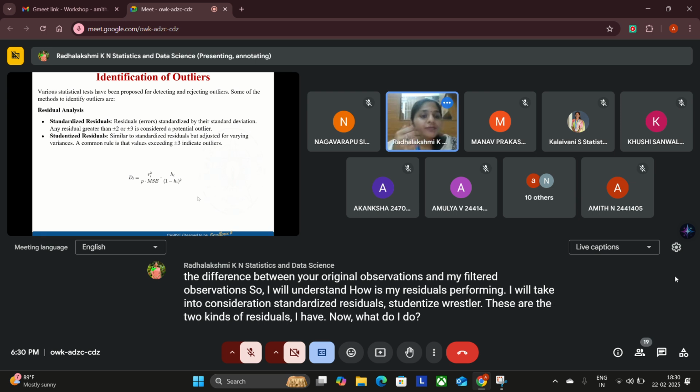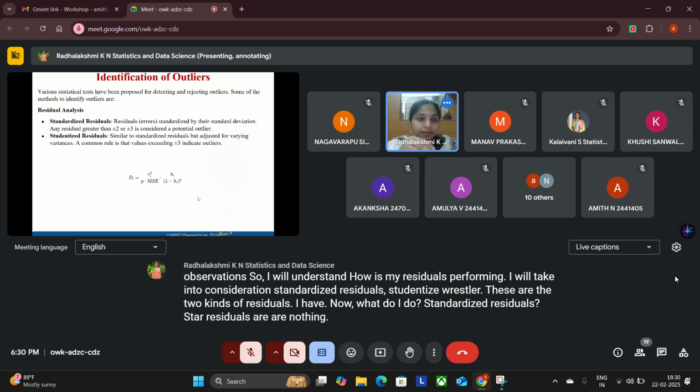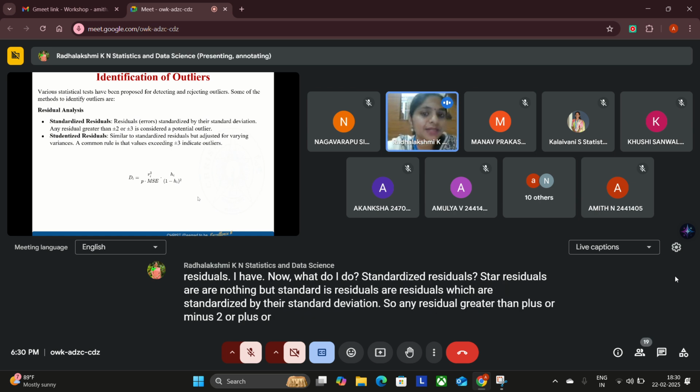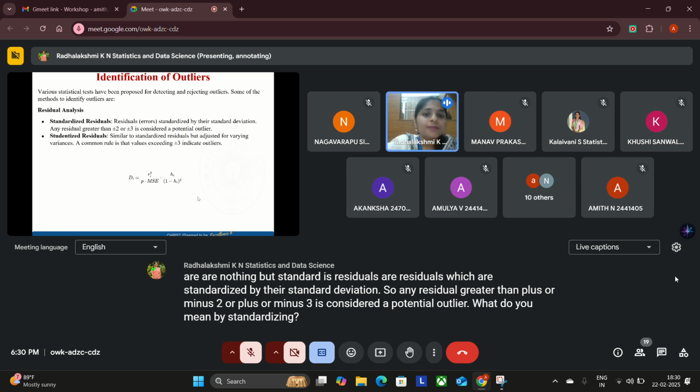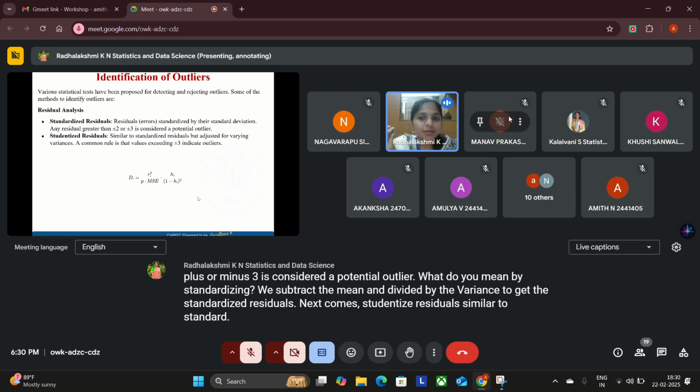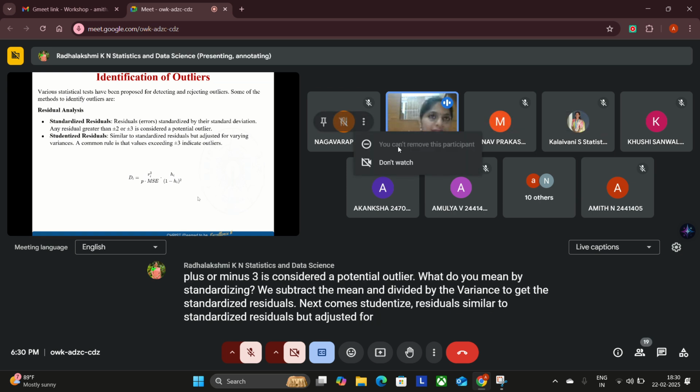Now what do I do? Standardized residuals are nothing but residuals which are standardized by their standard deviation. So any residual greater than plus or minus 2 or plus or minus 3 is considered a potential outlier. What do you mean by standardizing? We subtract the mean and divide it by the standard deviation to get the standardized residuals. Next comes studentized residuals. Similar to standardized residuals, but adjusted for varying variances.